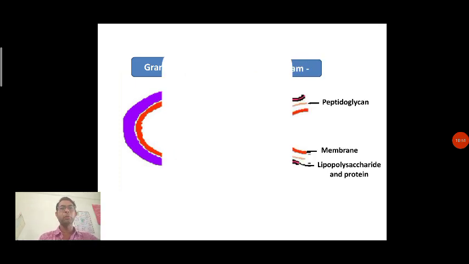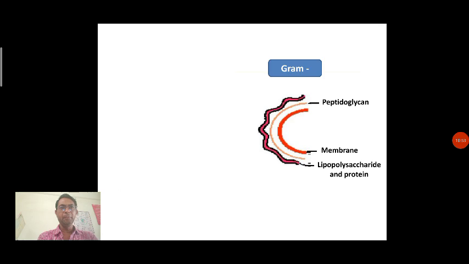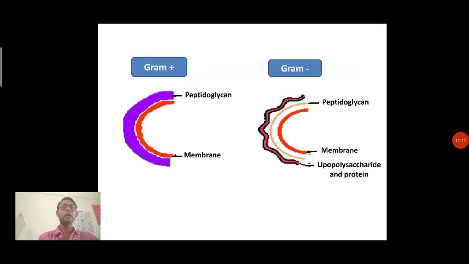Whereas when we talk about gram negative bacteria, the peptidoglycan layer is very small and does not provide that much support, or we can say it is not as thick as in gram positive bacteria. The membrane is there, followed by the peptidoglycan layer, and after the peptidoglycan layer, lipopolysaccharide and protein structure is also present on the outer side of the gram negative bacteria. So this is the basic cell wall structure, which differs in gram positive and gram negative bacteria.